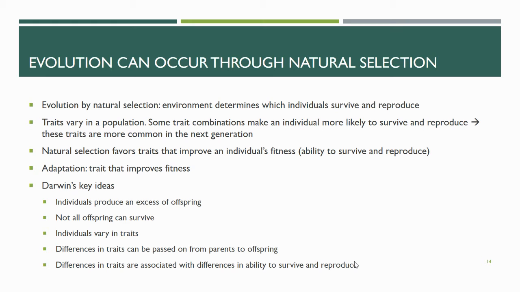Next, let's talk about natural selection. In evolution by natural selection, the environment determines which individuals survive and reproduce. We know that traits vary in a population. Some trait combinations make an individual more likely to survive and reproduce, which leads to those traits being more common in the next generation. Natural selection favors traits that improve an individual's fitness. Fitness is the ability to survive and reproduce. Adaptation is a trait that improves fitness.